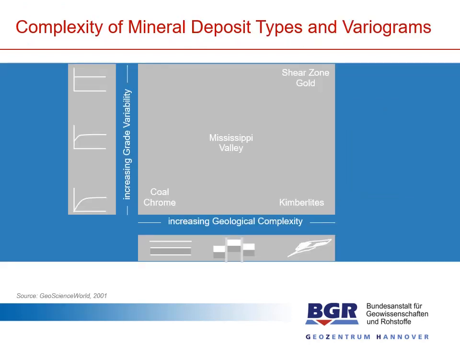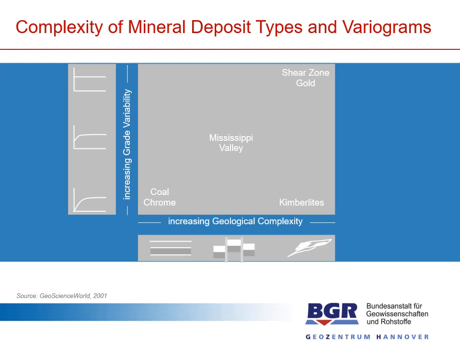The complexity of a mineral deposit is also directly related to the variation of the deposit. In this case, you have four different types of minerals. You have coal seams or chrome seams on the bottom left, in the middle Mississippi Valley type deposit, on the top right shear zone gold, and in the bottom right kimberlites. The difference of these ore bodies or classes of mineral deposits is, on the one hand side, increasing grade variability on the left hand side, and on the x-axis increasing geological complexity.